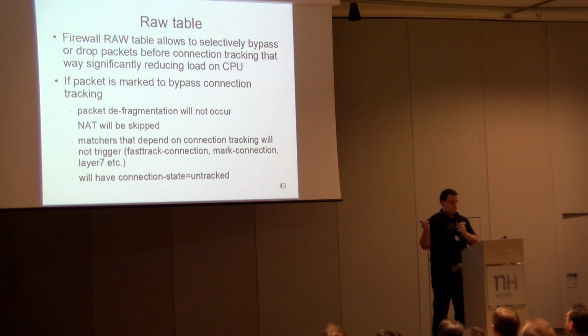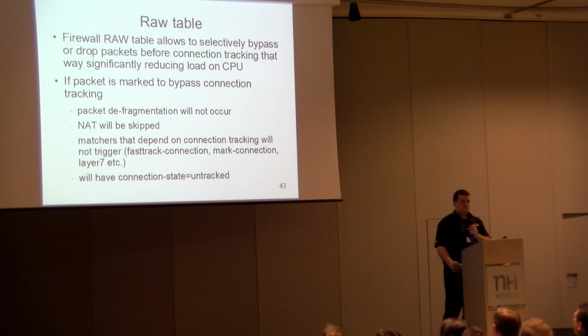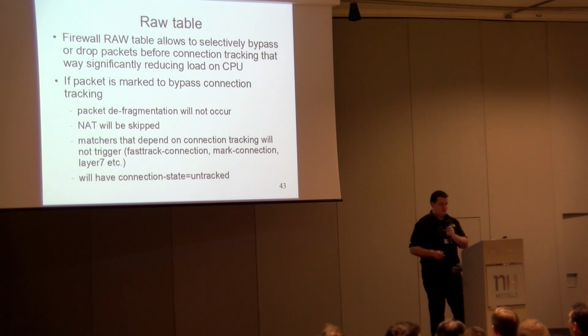First of all, you will not have to defragment some packets, because connection tracking always defragments them. So you can process them as fragments if you bypass connection tracking. Also, you can skip NAT configuration, which is very useful here, because NAT was the problem for IPsec. You need to just remember that some matchers that are based on connection tracking will not work with traffic that has this no-track flag set.